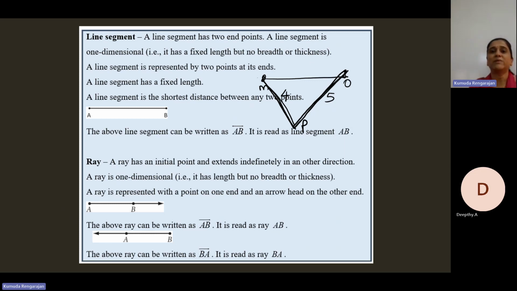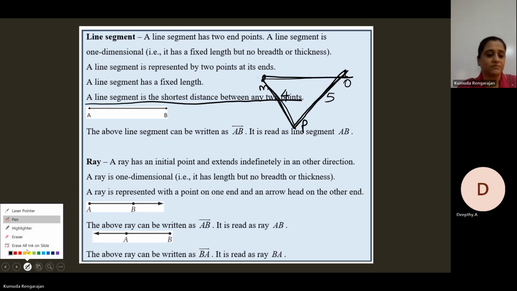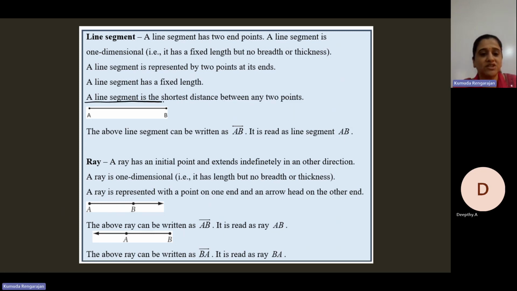So the length of the line segment MO is the shortest distance. What is the shortest distance? From M, if you want to go to O, you should take this path. So that's what you see here. A line segment is the shortest distance between any 2 points.